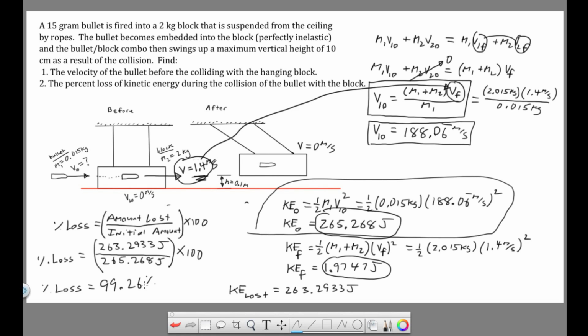And that kinetic energy goes into heat. As the bullet enters the block, it's going to leave a really hot trail, a really hot hole there as it deforms the block.